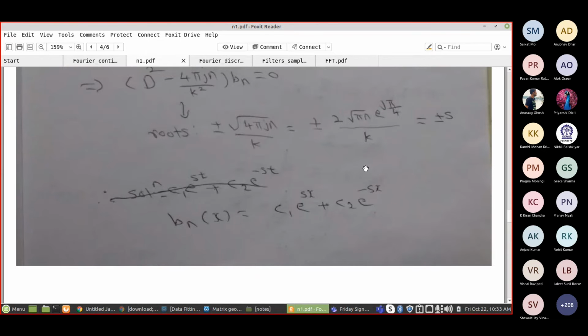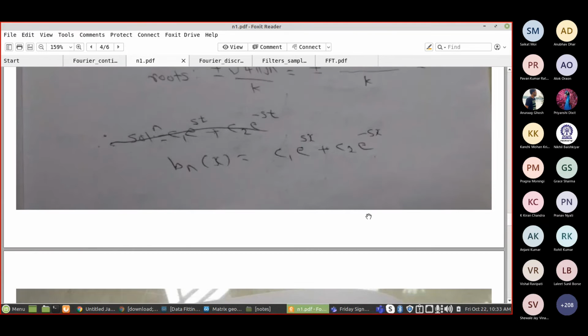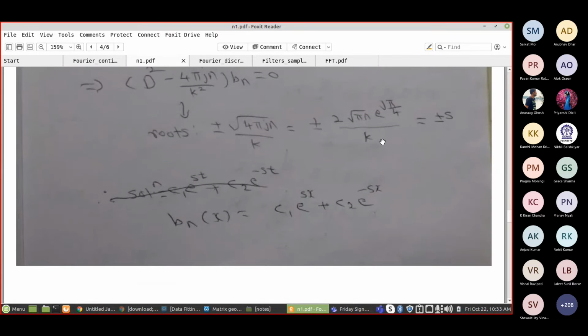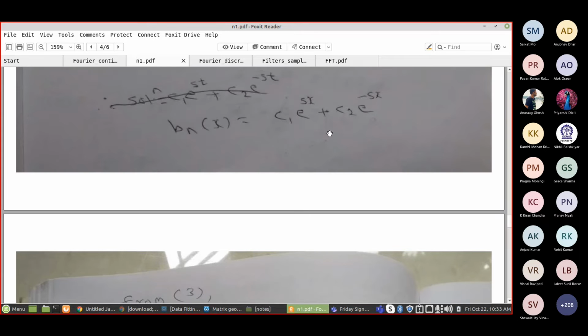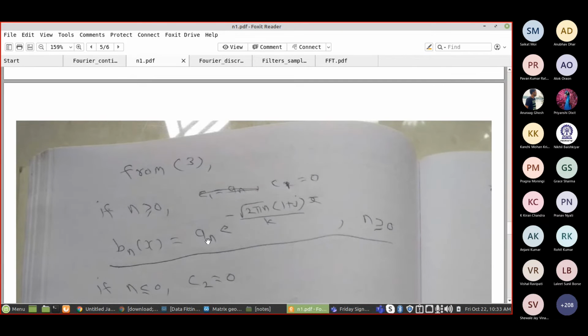You have some real part of this complex exponential also, but that real part is strictly less than 0. So just convince yourself, by substitution, that what I just said does indeed make sense, and that should give you C1 equal to 0, and that means Bn of x for n greater than or equal to 0 has to be this. So my C2 is going to be An. For each n, it's going to be An.